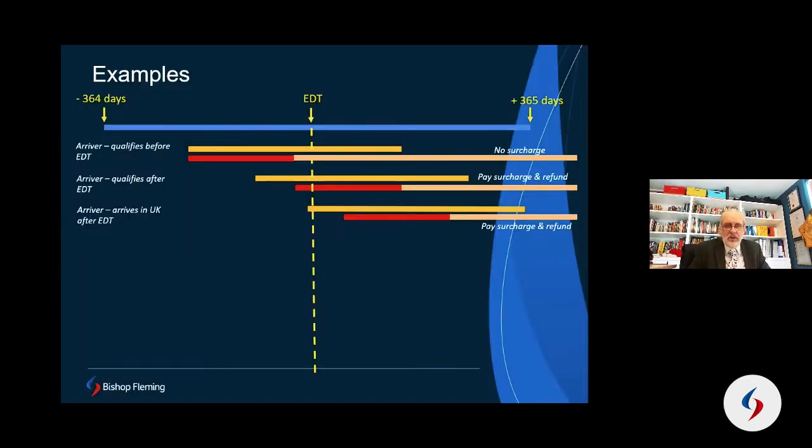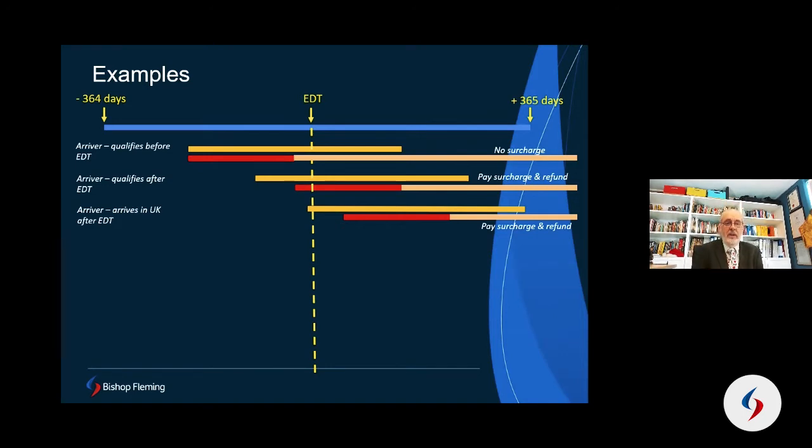Now I tried to put this into graphics by way of these diagrams. We'll give it a go, see how it works. The dotted line down the middle is the effective date of the transaction, and this slide represents the passage of time from left to right. The blue bar across the top is our relevant period, the 2 years, 1 year before and 1 year after. The yellow bar is the qualifying period, a continuous 12-month period, and the pink and red bar is time in the UK.